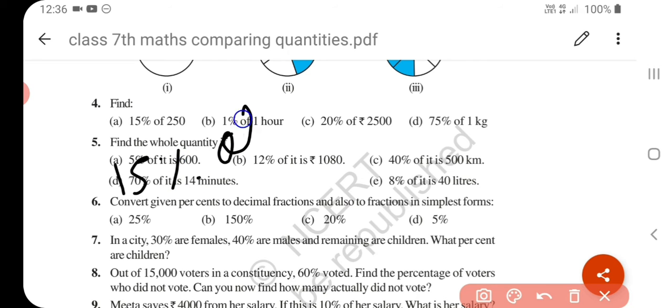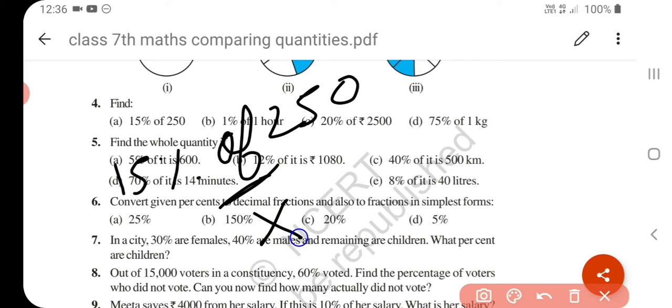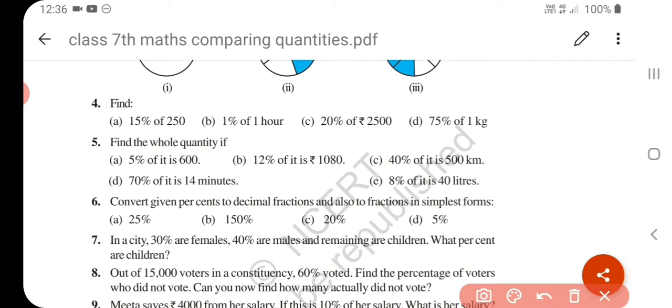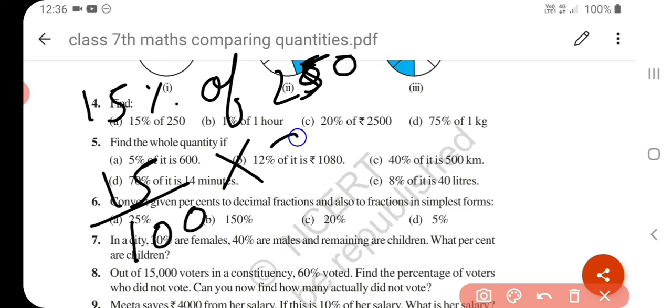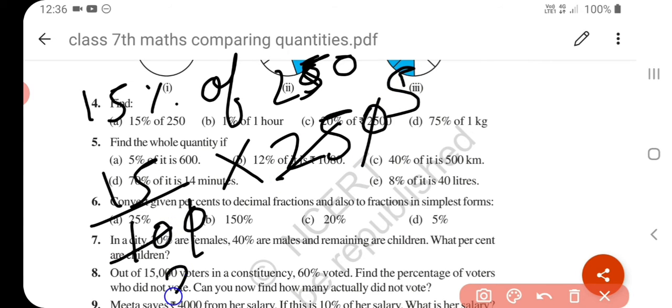15% of 250. You know the meaning of "of" is multiplication. And what is the meaning of percent? Where there is a percentage sign, what does it mean, children? The meaning of the percentage sign is 1/100. So our question is 15% of 250, so it means 15/100 of, meaning multiplication, 250. Zero cancels with zero, 5 5s are 25, 5 2s are 10.